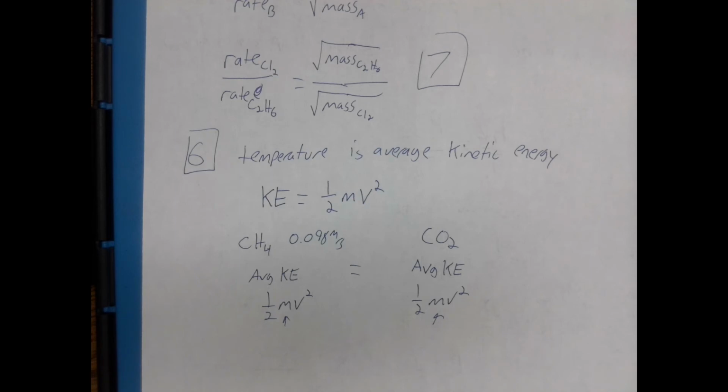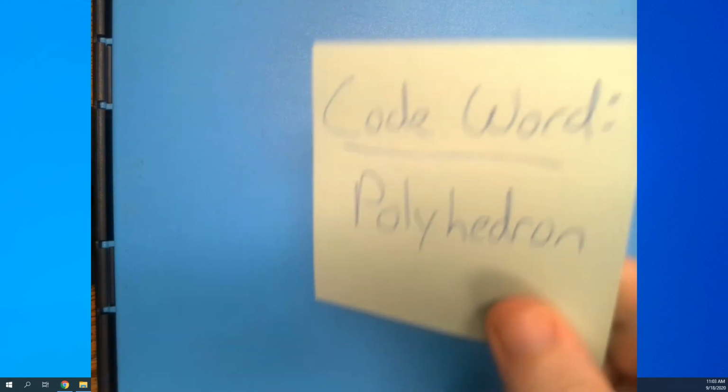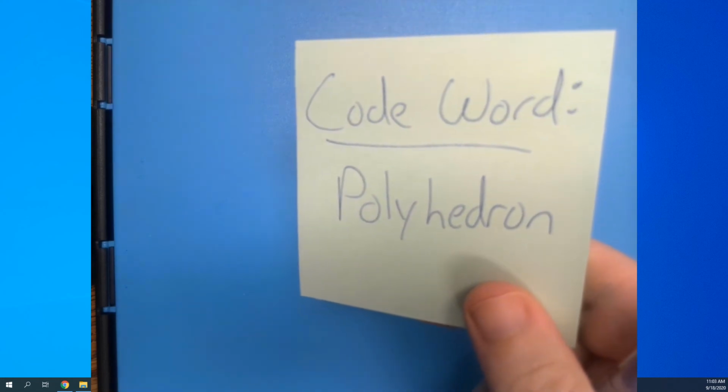Number 11 is also going to be Graham's law. Let's actually work number 11. Bless you. I will first others. That's the code word.